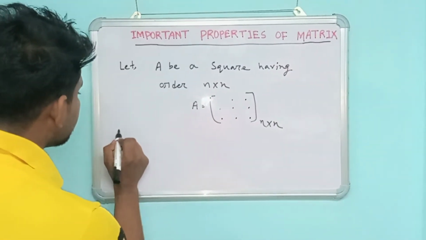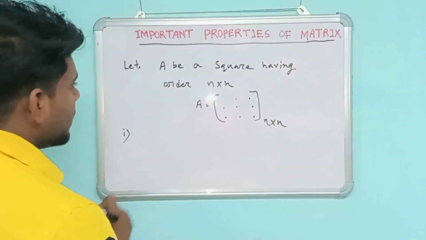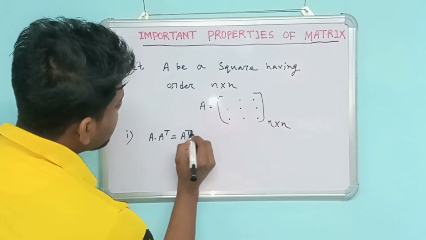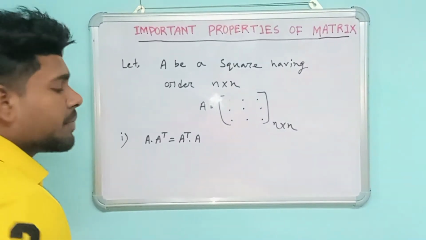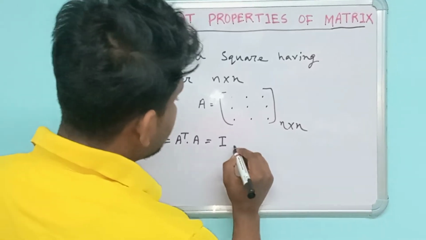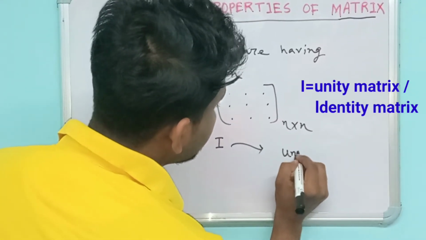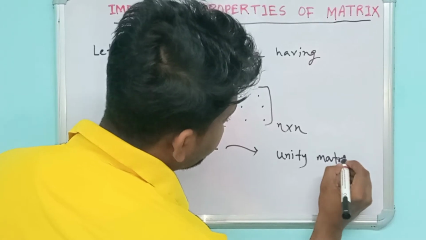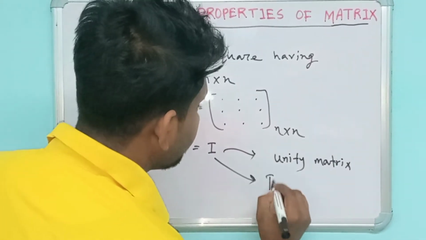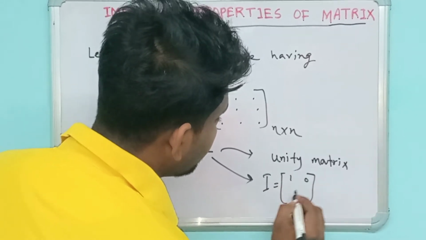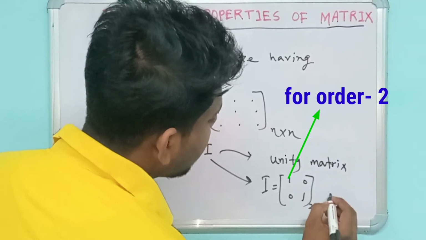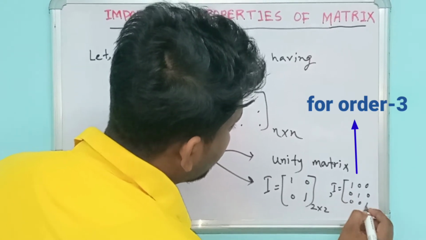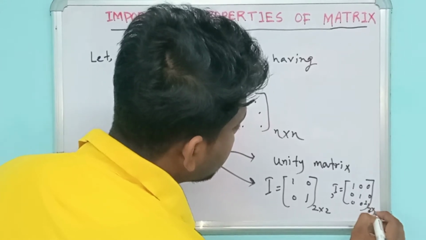So first property: you already know what is transpose, and we will see A dot A transpose equal to A transpose into A, always the same, and this is equal to I. That means this I is known as unity matrix, and this looks like 1 0 0 1, that means 2 cross 2 I, or 1 0 0 0 1 0 0 0 1, that means 3 cross 3.